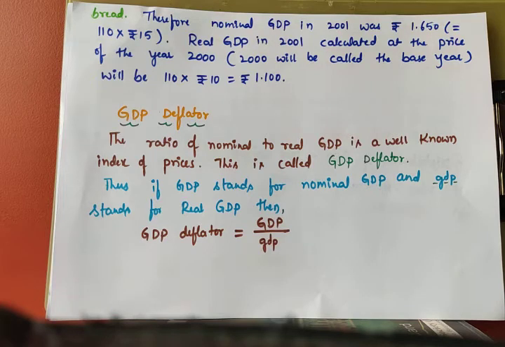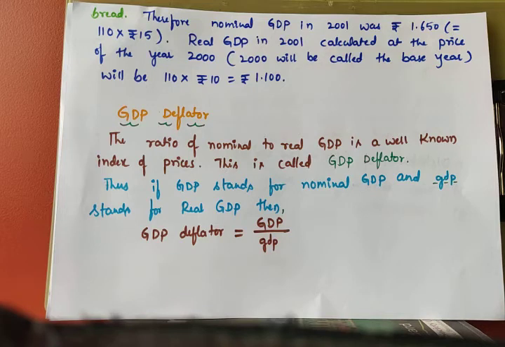At that time the nominal GDP in 2001 was rupees 1650. How did we get this? That is 110 into rupees 15. Real GDP in 2000 is calculated at the prices of the year 2000. 2000 will be called the base year, then 2001 is called the current year. Are you understanding? Real GDP will be calculated in 2001.